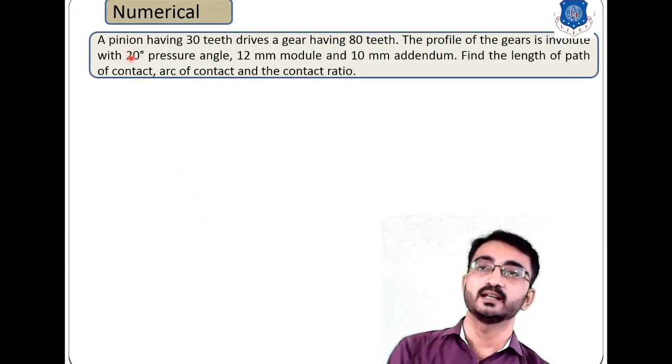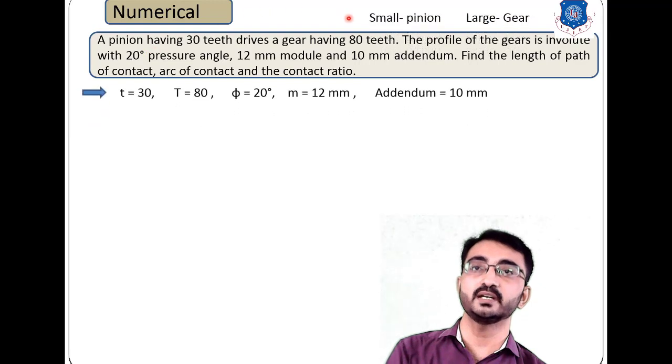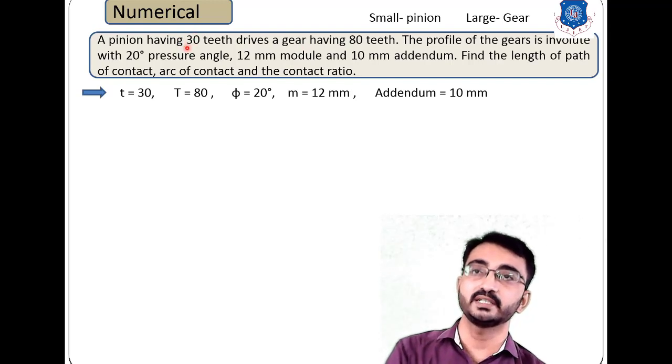Okay, so over here let's consider the data of this gear. A pinion having 30 teeth drives a gear having 80 teeth. What it means is they have given a pinion and a gear, so we can consider the pinion as the small gear and the large one as the gear. So they have given the number of teeth, that is t is equal to 30 for the small pinion, and the gear having 80 teeth, so capital T is equal to 80.